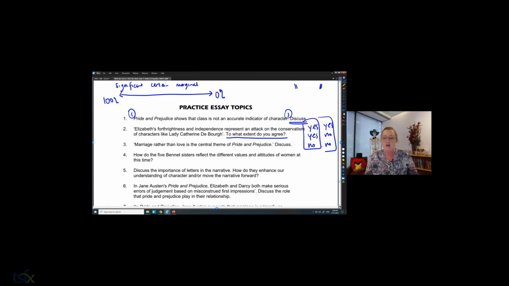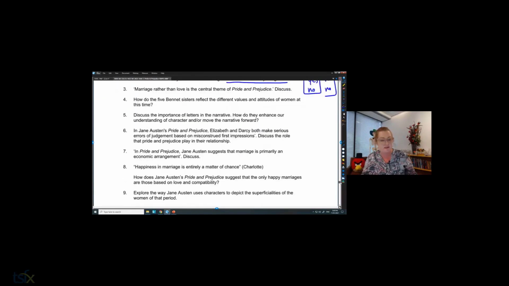Okay. So the next question is propositional. Marriage rather than love is the central theme of Pride and Prejudice. I can certainly see that for some people, marriage is very important and instrumental, but I'd probably for that one do a yes, no, no. How do the 5 Bennett sisters reflect the different values and attitudes of women at this time? Direct question. Let's see if we have any quotational questions here.